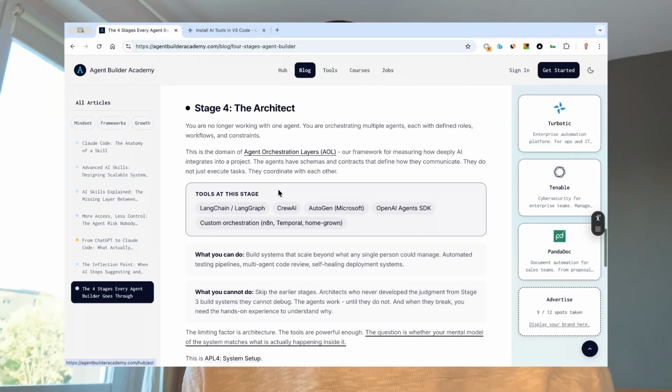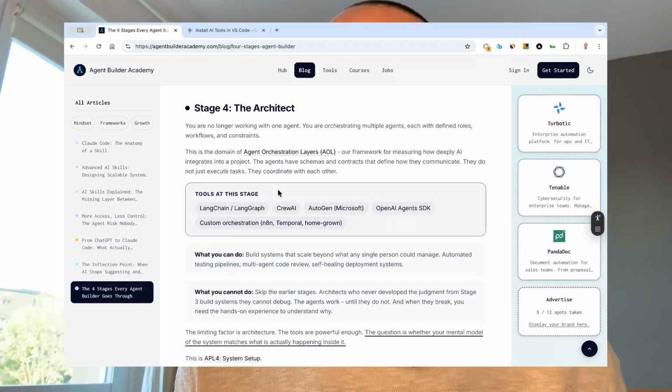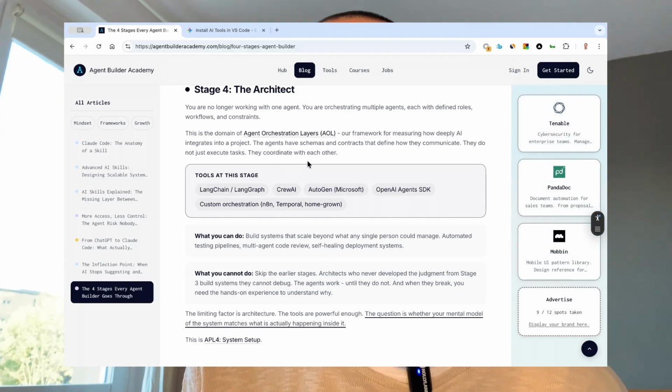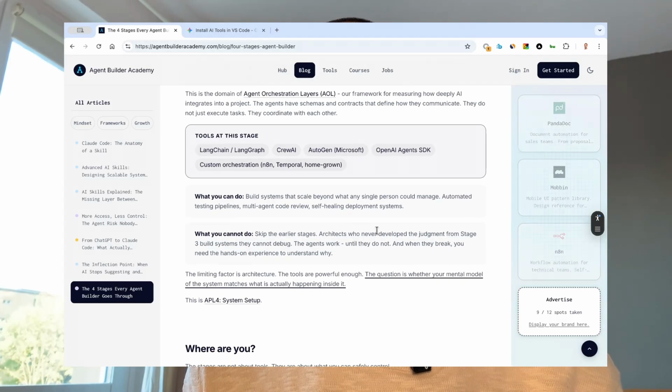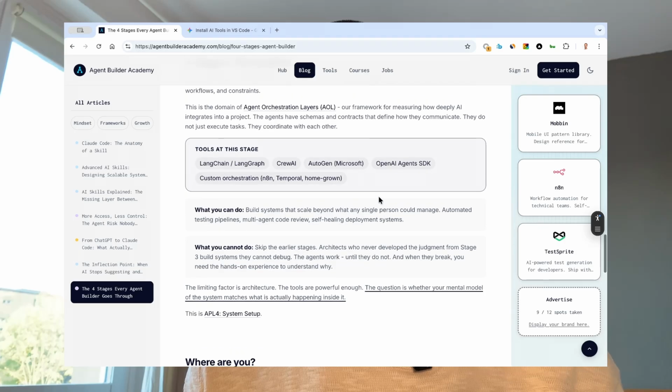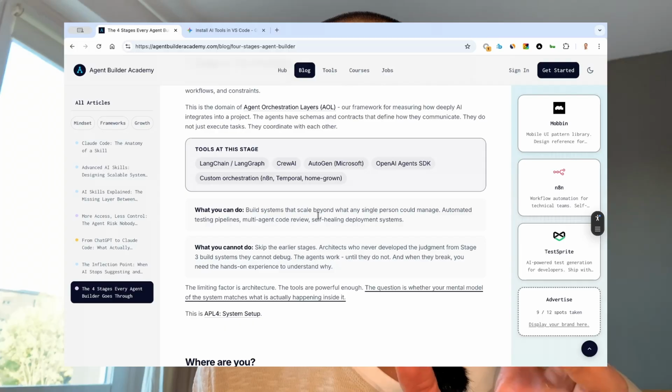Then the next stage, or the final stage at this current time, is the architect. The architect is someone who orchestrates, who has, for example, tools like LangChain, LangGraph, and custom orchestration, and who builds systems that scale beyond what any single person could manage. Automated testing pipelines, multi-agent code review, and self-healing deployment systems. That is basically having multiple agents working together based on your design, based on what you understand of the world.